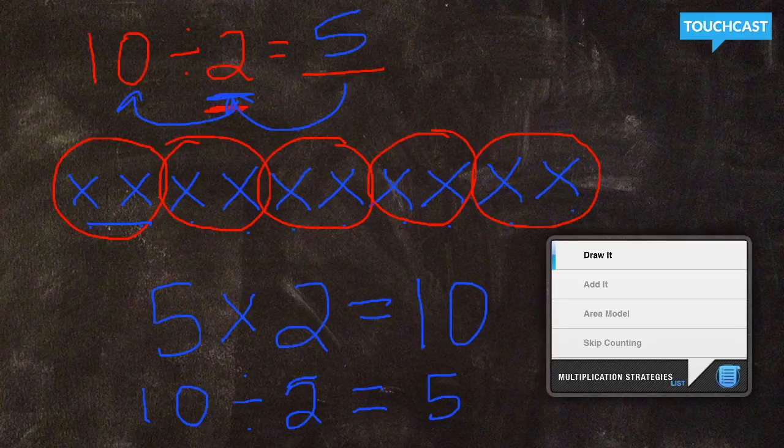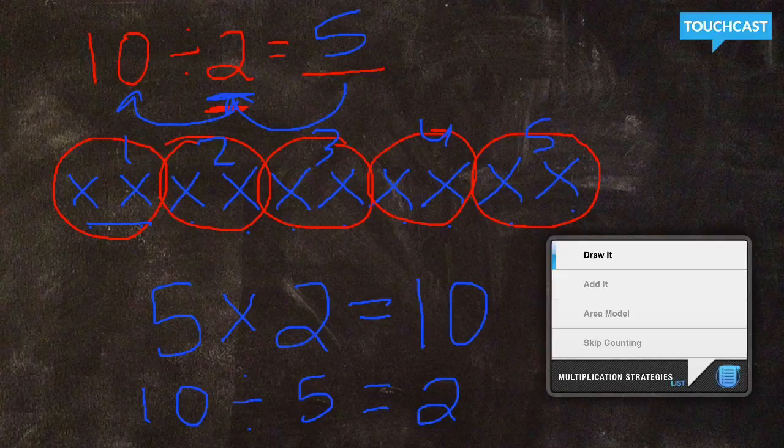And also, you could do 10 divided by 5 is equal then to 2. Because if you have 10 and there's 1, 2, 3, 4, 5 groups, how many are in each group? There's 2 in each group.